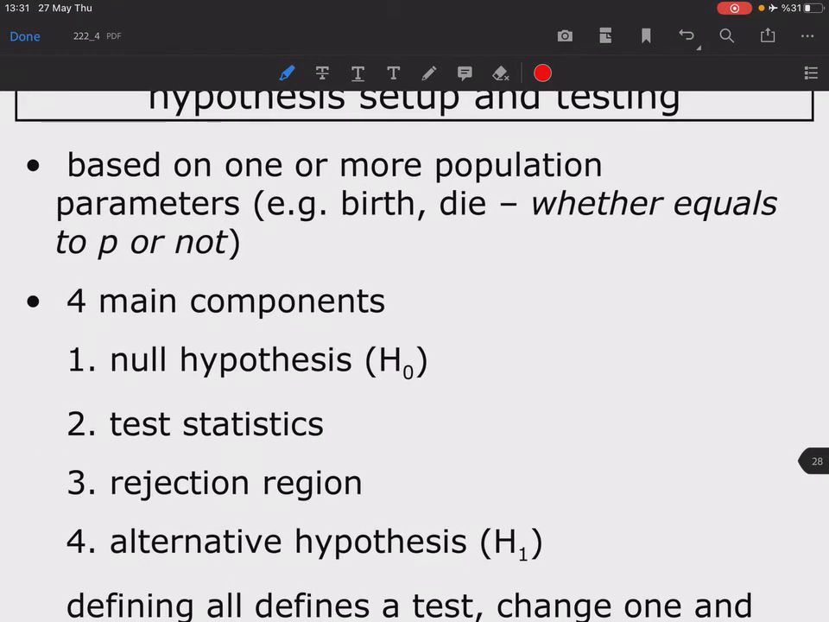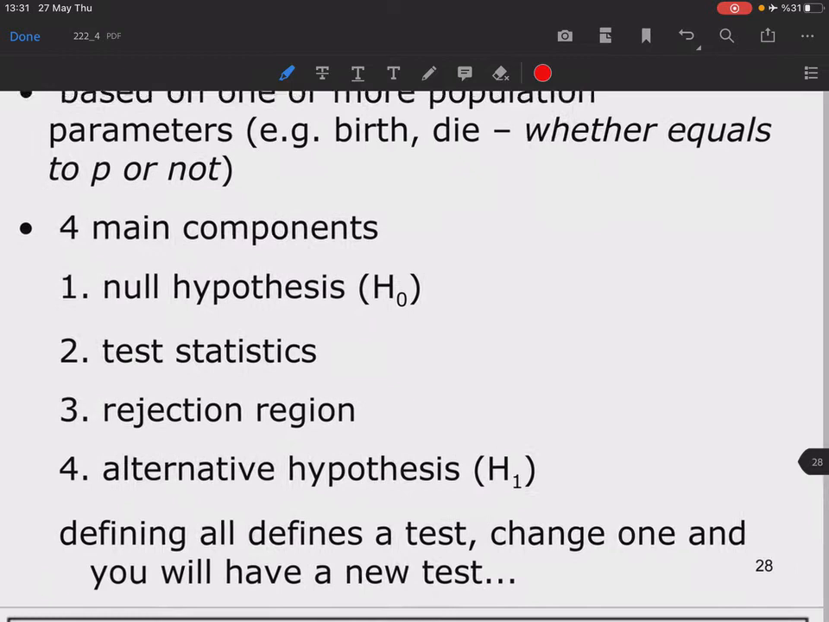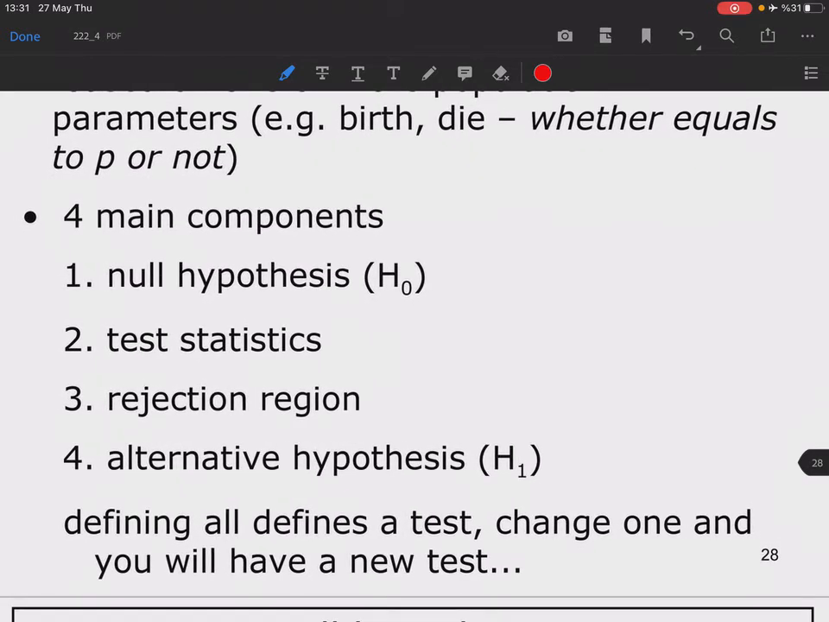Namely, it has 4 main components. The first one, the most basic one, is the null hypothesis, what you accept. And then you go ahead and rely on the test statistic, the data that you gather. And you need to have a rejection region for making the hypothesis testing. This is the confidence that we're talking about. It is called the rejection region here.